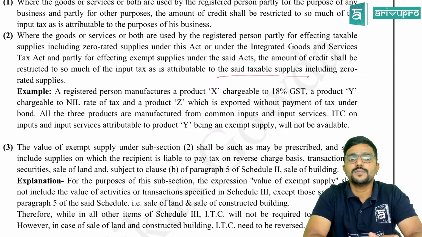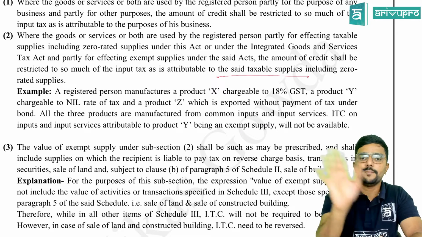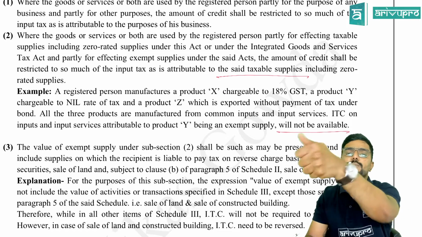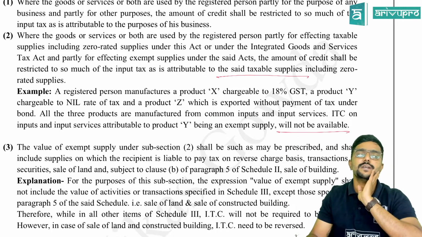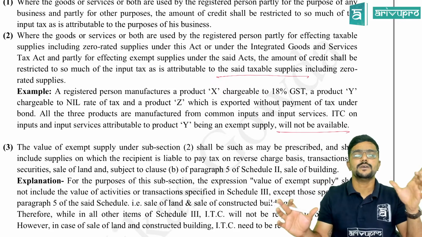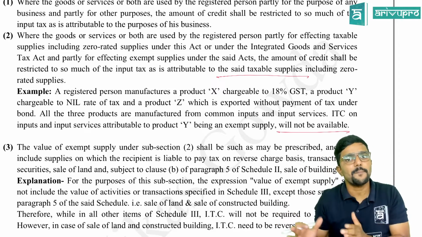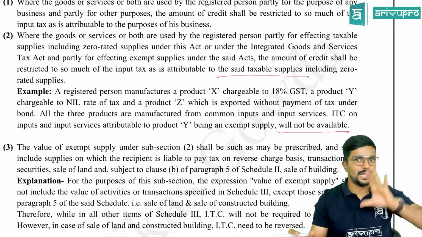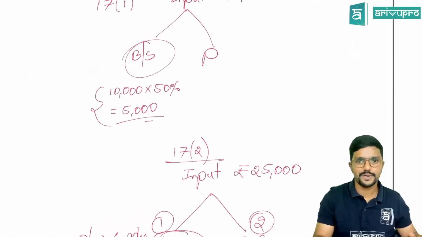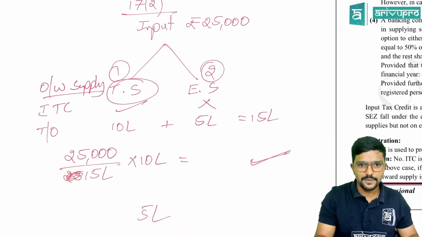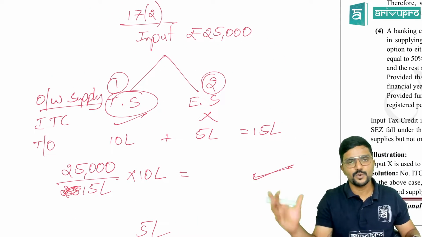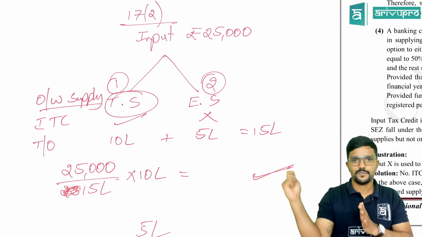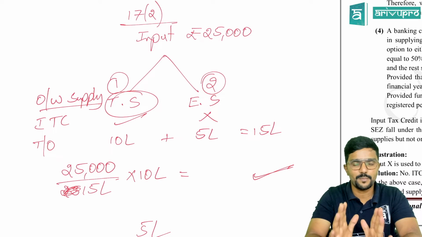ITC on the inputs and input services attributable to product Y, being exempt supply, shall not be available. So I need to calculate how much is attributable to Y. I cannot claim that much credit. Whatever is attributable to X and Z, which are taxable outward supplies, I can claim the credit for it. Hope you guys understood. I have also shown the calculation here. If you want, you can take it down. I will just explain it once again here. Please pay attention. There are some rules given with respect to these calculations, but I have just explained it here. And also we'll be doing a problem on this so that you will have proper clarity.